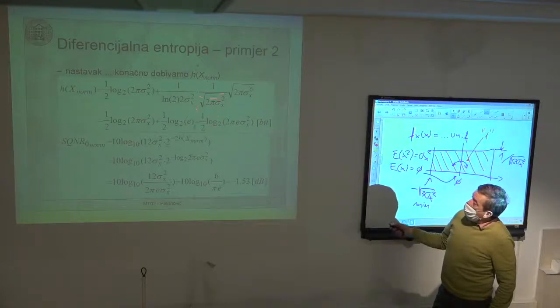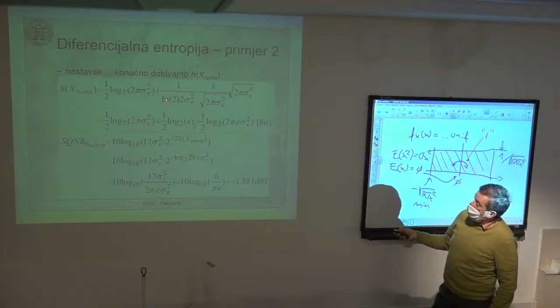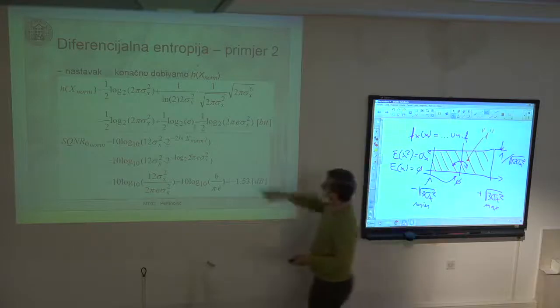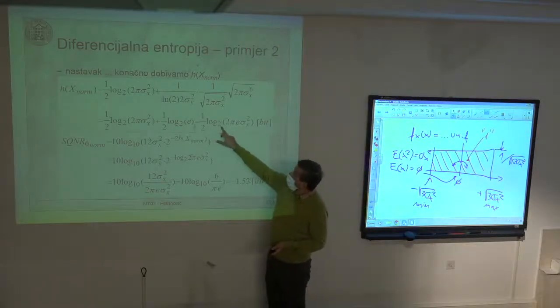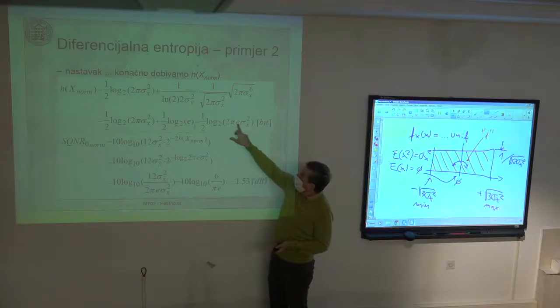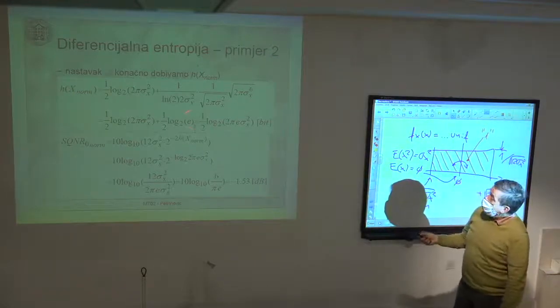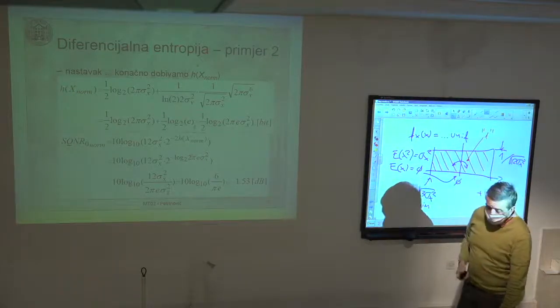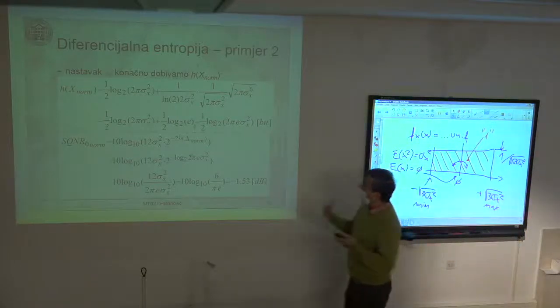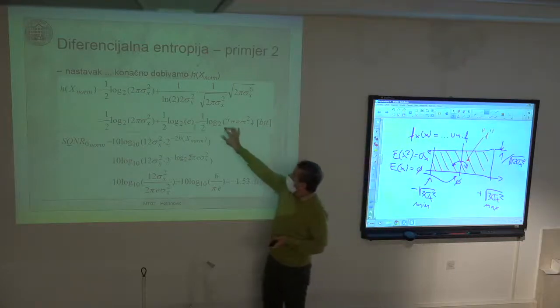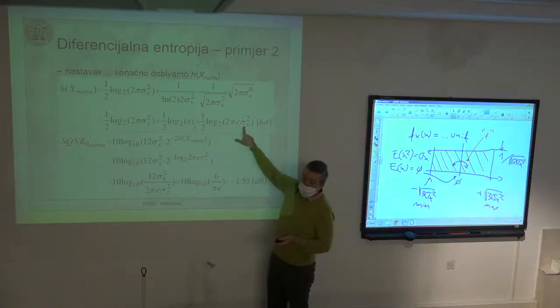By finally converting back to logarithm base 2 instead of the natural logarithm, I have the final expression that expresses the differential entropy as 1/2 logarithm base 2 of 2 times pi times e, where e is the base of the natural logarithm, and variance sigma x squared. So this is the differential entropy of the normally distributed process. So if I have a Gaussian process, its differential entropy is defined by its variance.